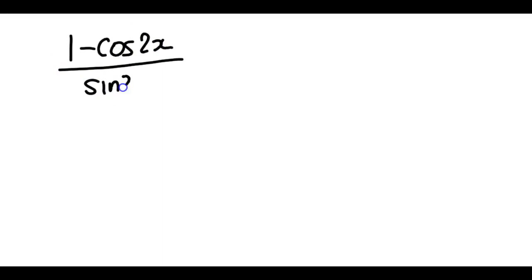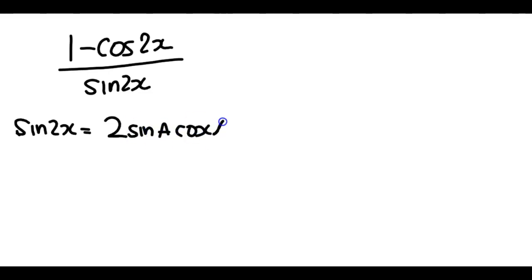Okay, example 3, we have 1 minus cos 2x over sine 2x. And it says, what are some non-permissible values? So what does sine 2x equal, actually? Do we have that anywhere in our double angle identities? I thought it was equal to 2 sine... Oh yeah, A. I had x's, sorry. There we go.